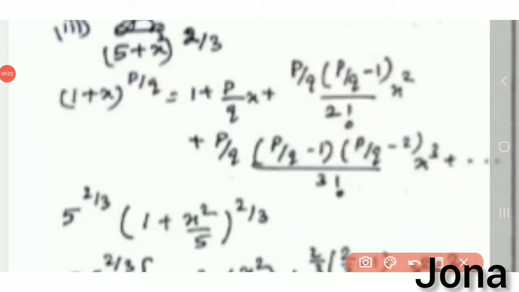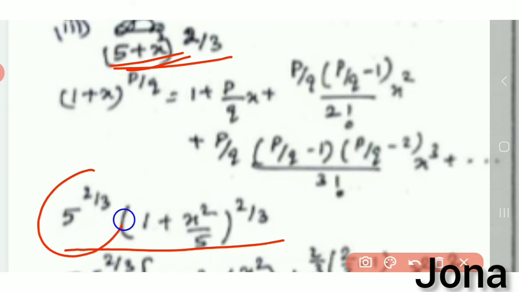Third division of first problem: (5 + x²)^(2/3). This can be written in the form of 5^(2/3) into (1 + x²/5)^(2/3). Here 5 + x² is the problem, so we can take this as 5^(2/3) into (1 + x²/5)^(2/3). Keep this as it is.